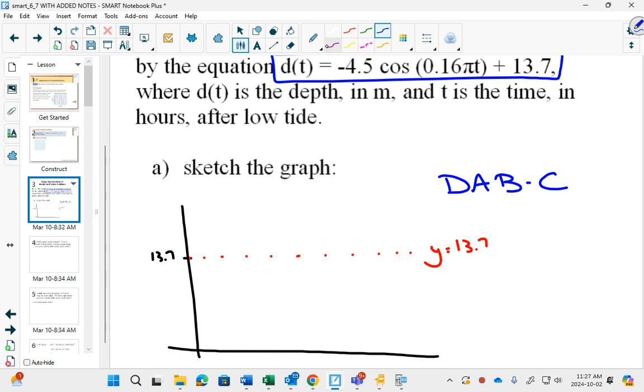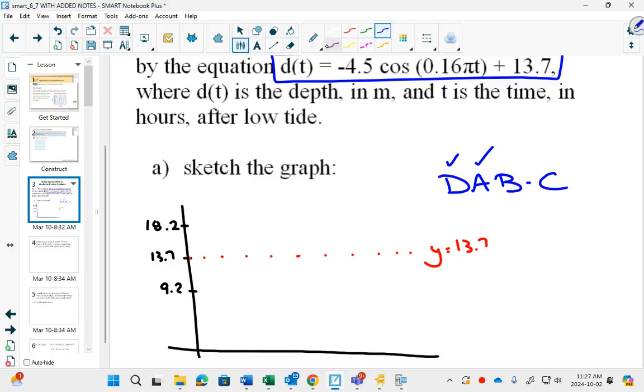And my amplitude is 4.5, so that means I'm going to go up to a maximum of 18.2 and down to a minimum of 9.2. And I try to make my scale somewhat appropriate, estimating how much 4.5 is. So this actually completed the D value, and we did the amplitude to find our maximum and our minimum.